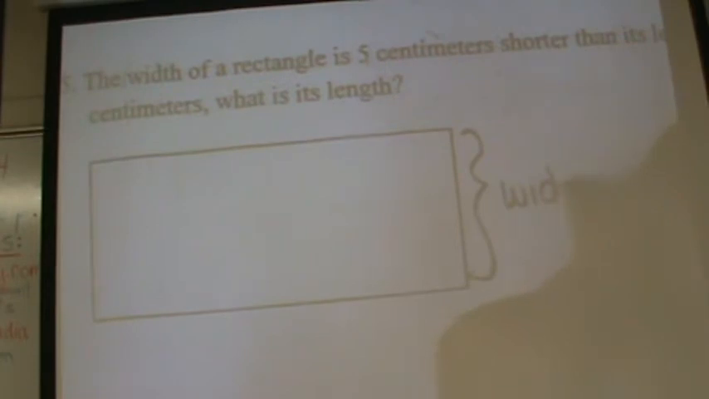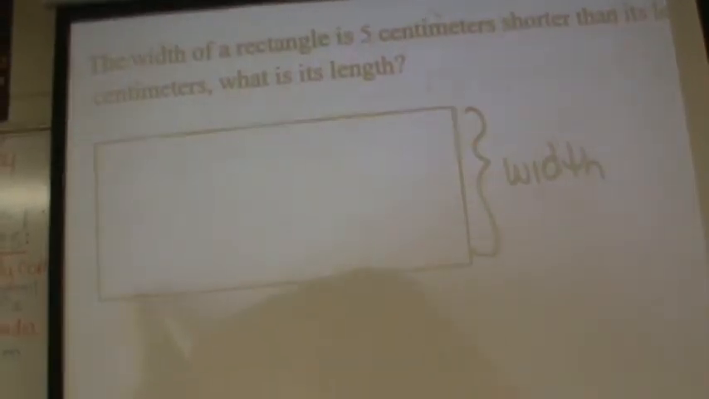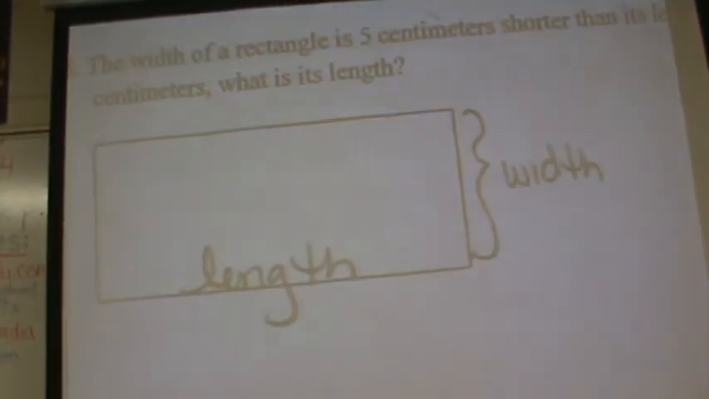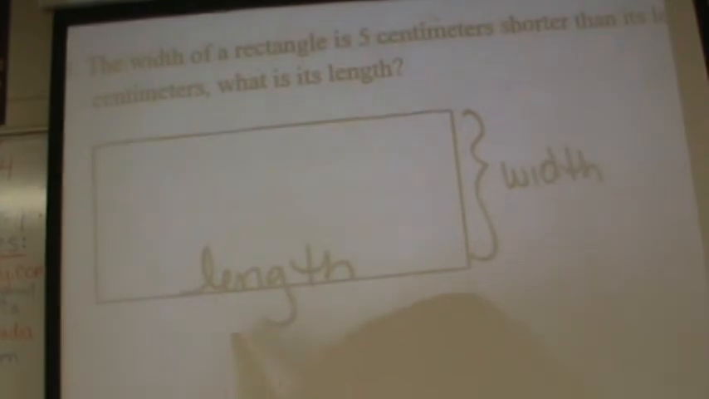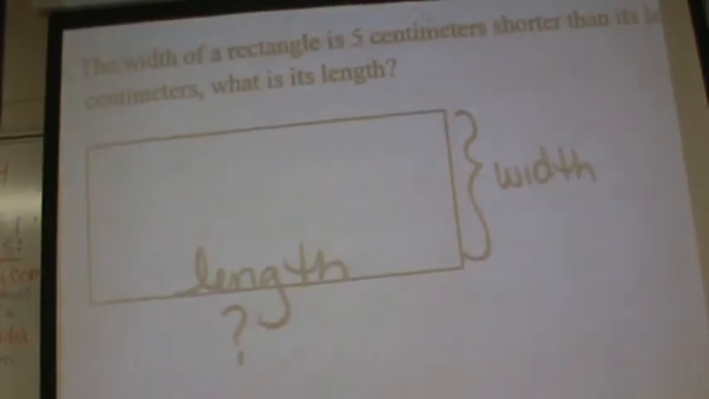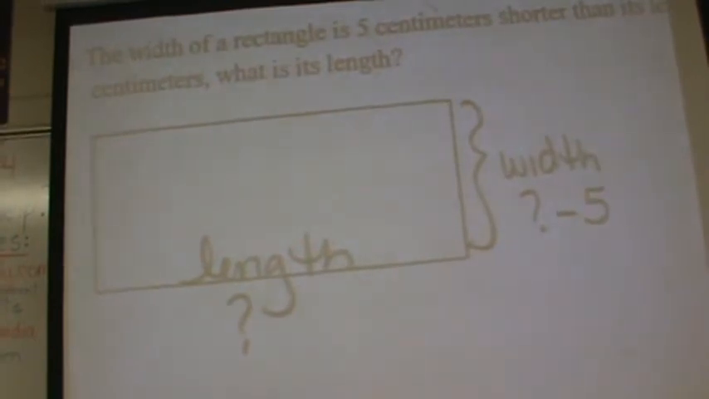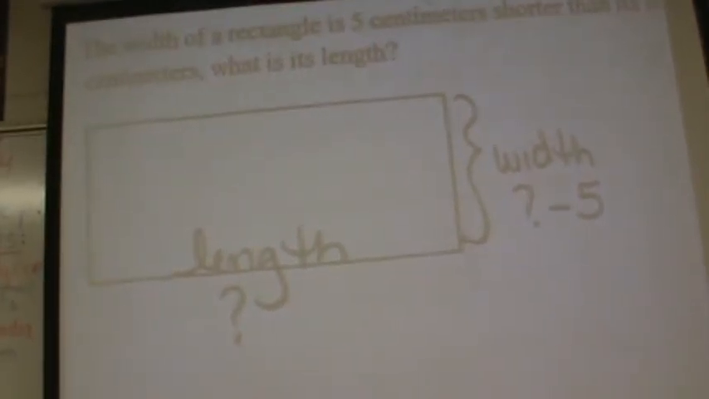Number 15. It says, the width of a rectangle is 5 centimeters shorter than its length. So here's our width, right here. It's 5 centimeters shorter than the length. Here's our length. If we don't know what the length is, we know that this is what? It's a question mark, whatever it is, we're gonna take 5 away from that, right? Does that make sense?